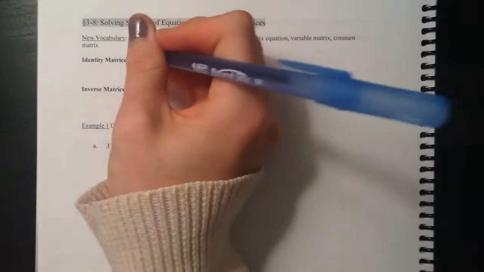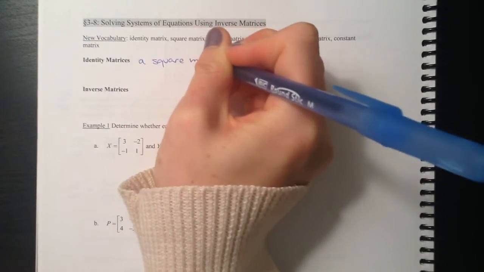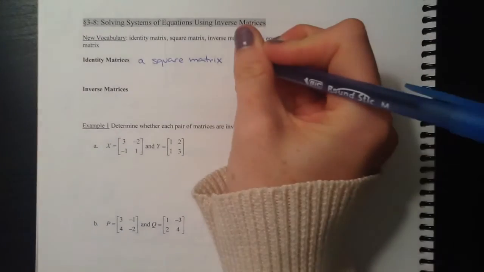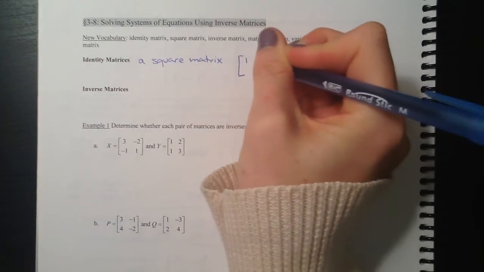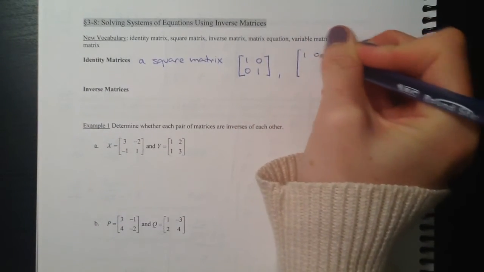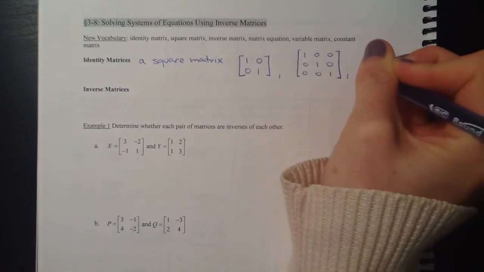So first thing is the identity matrix. The identity matrix, first of all, is a square matrix. It's got to be a square matrix. Square matrices are literally squares. They have the same number of rows as columns, so a 2 by 2 or a 3 by 3. And if you multiply it by another matrix, you get that same matrix back. So basically what you see is a matrix with ones on the diagonals and zeros everywhere else. So 3 by 3, it'd be like 1, 0, 0, 0, 1, 0, 0, 0, 1, etc.